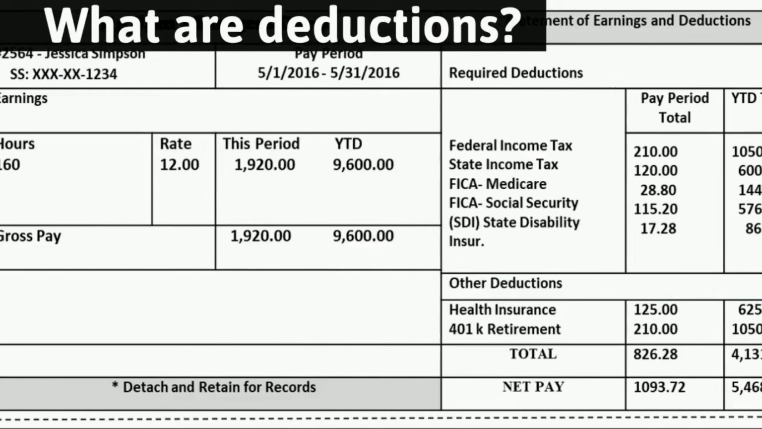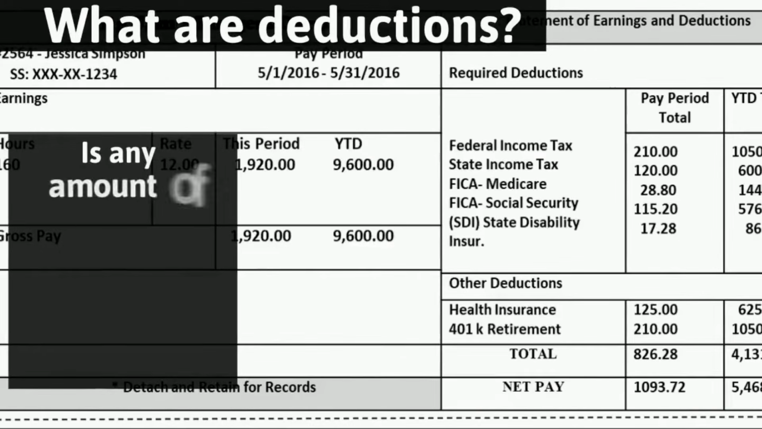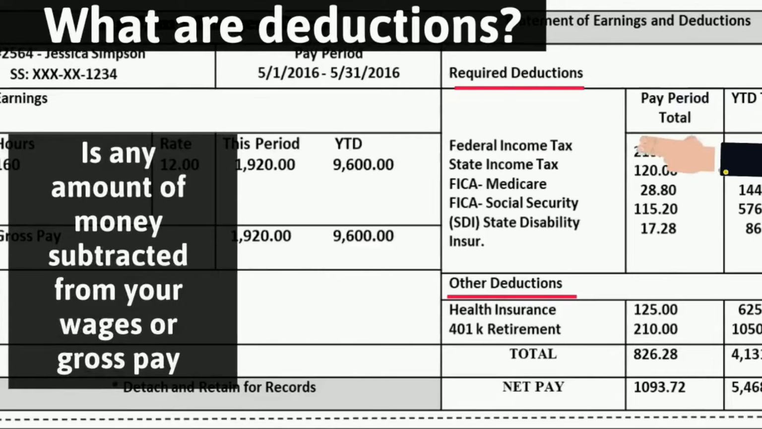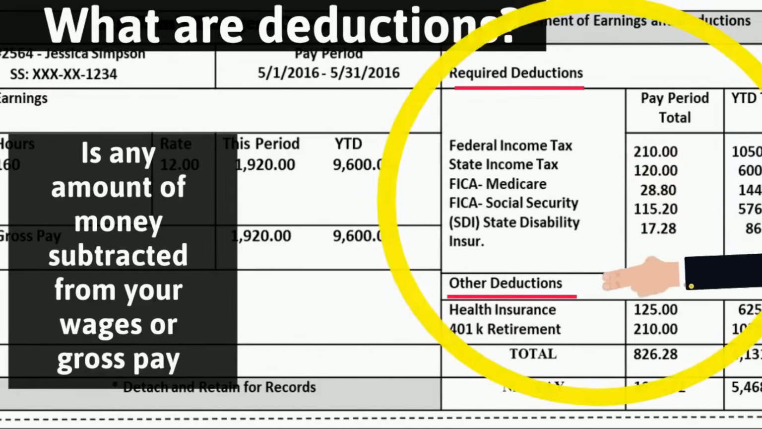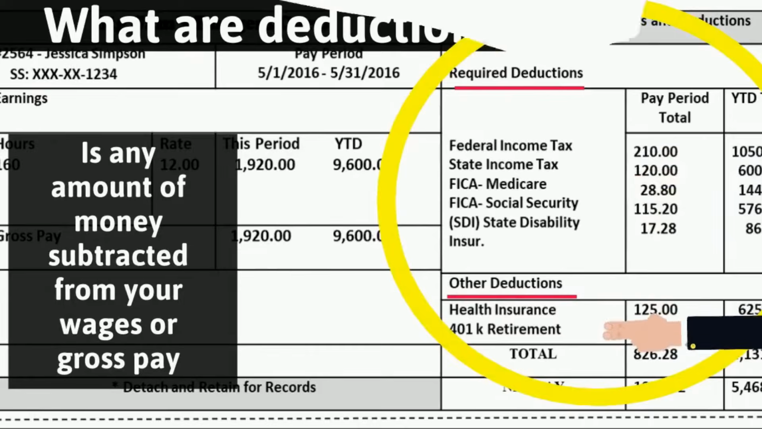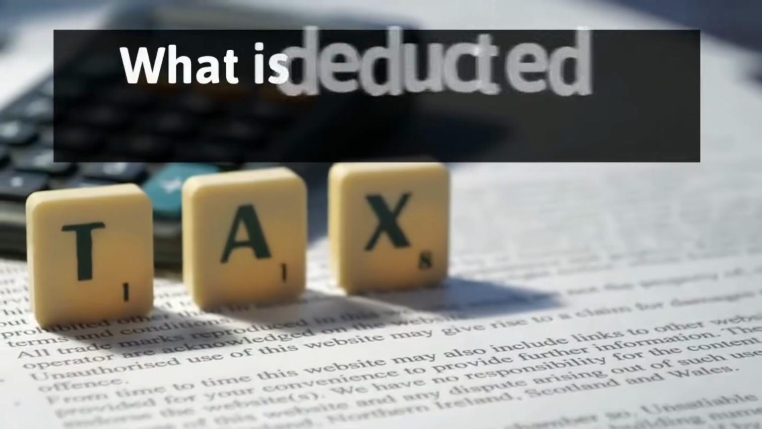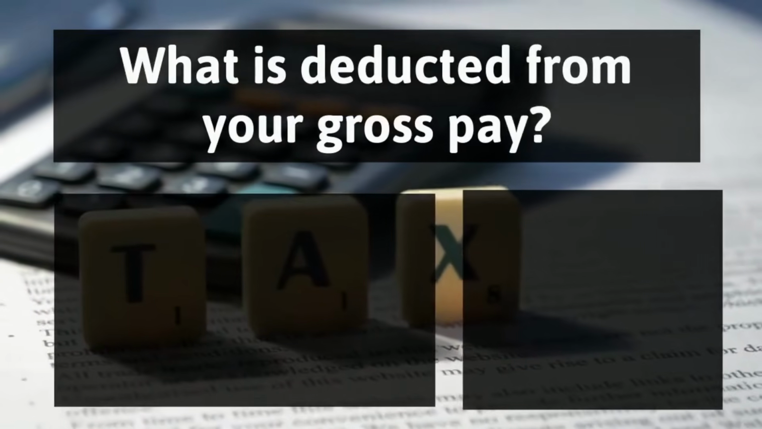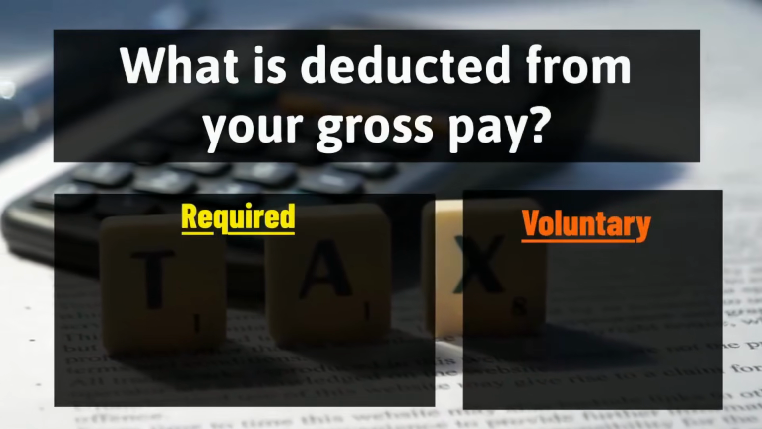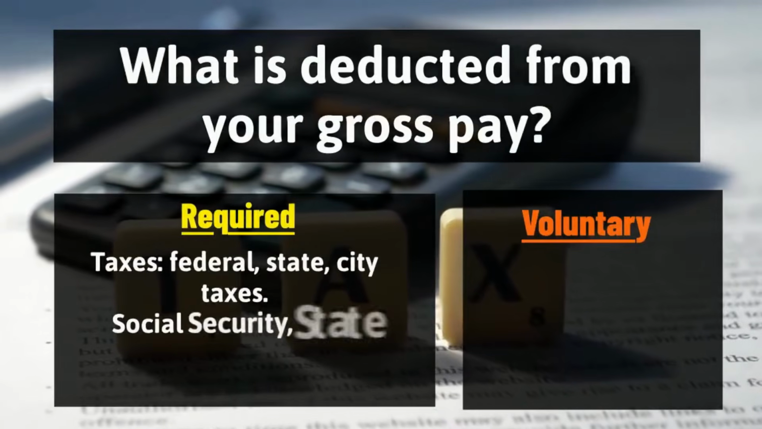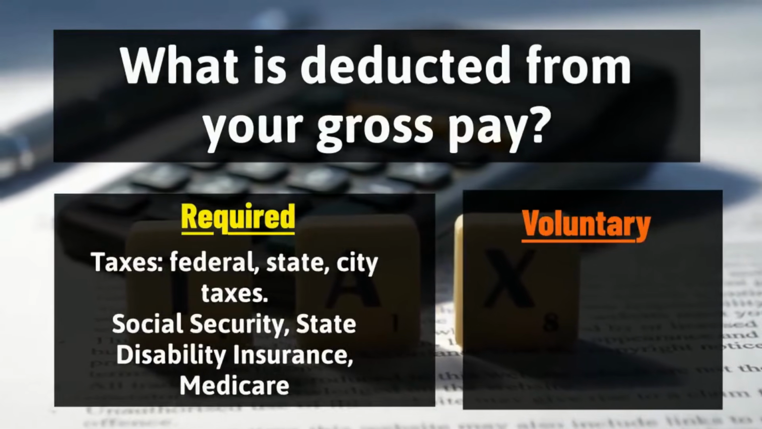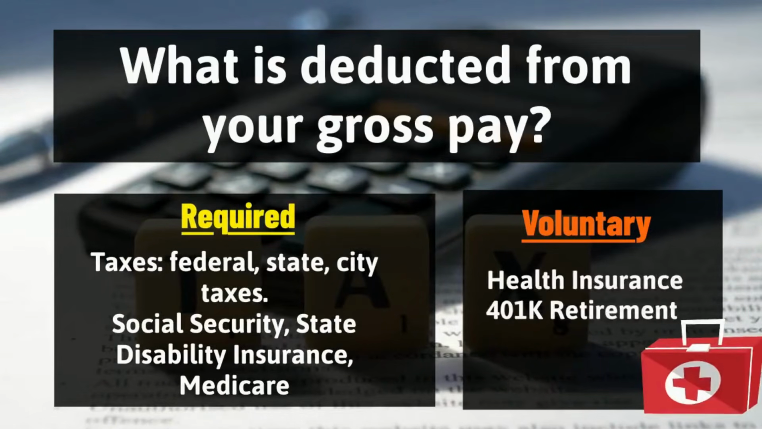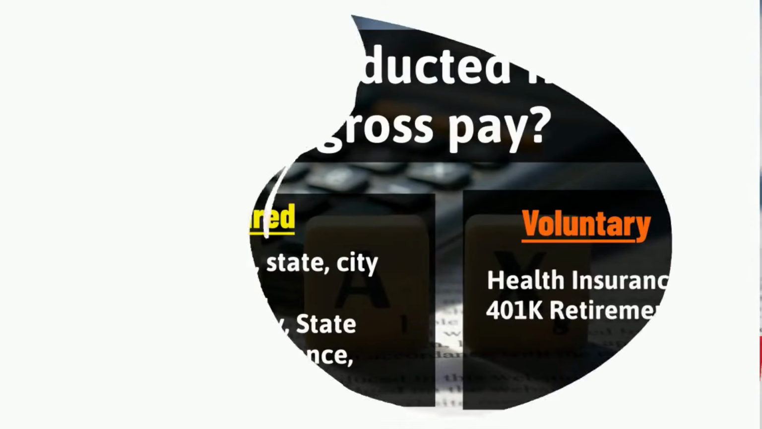What are deductions? This is any amount of money that's subtracted from your wages or your gross pay. The deductions are all listed on your pay stub. What is deducted from your gross pay? There are two categories, required and voluntary deductions. The required deductions are typically your taxes, state disability insurance, and Medicare. Voluntary can be your health insurance or your 401k retirement plan.